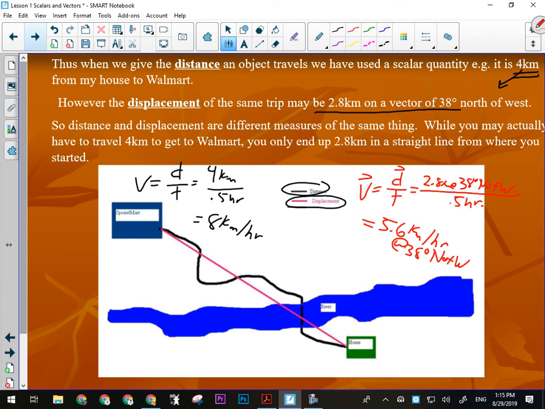Notice that the vector goes along. Even though I do a calculation, the vector stays with it. The vector on my velocity has to match the direction I walked. If it didn't, it would be like saying I walked at 10 kilometers an hour east, but I ended up 2 kilometers north. And that's not possible. So the vectors are always going to match.